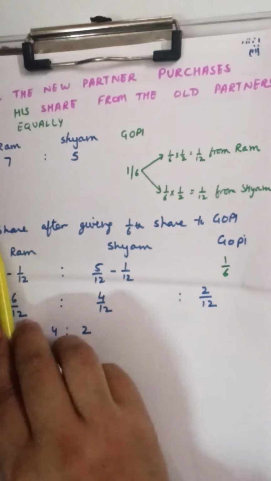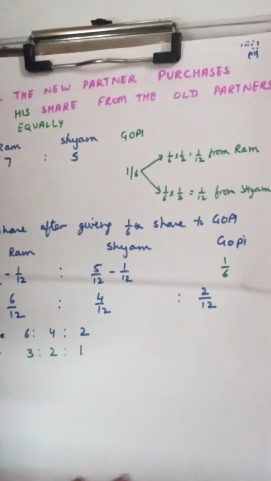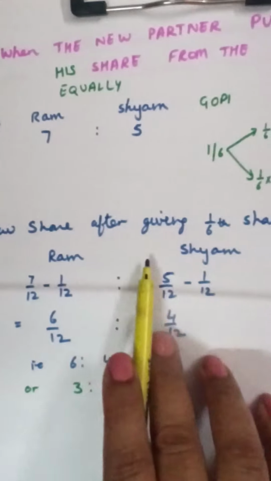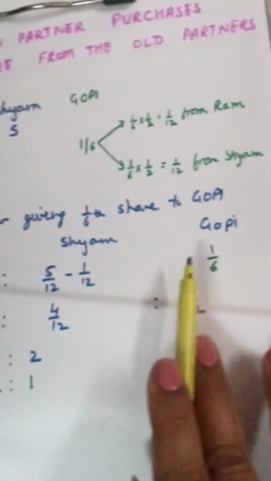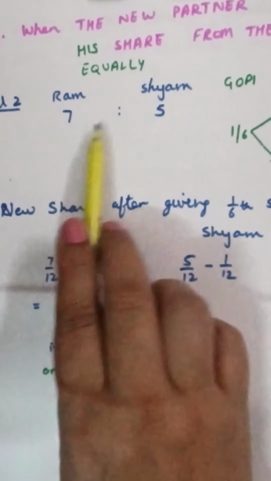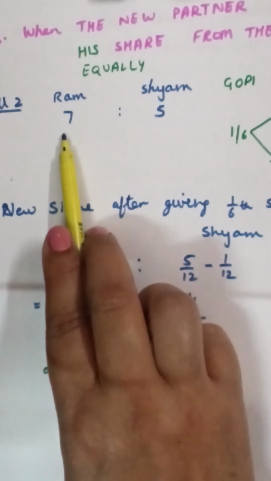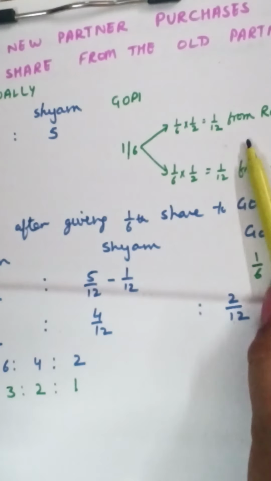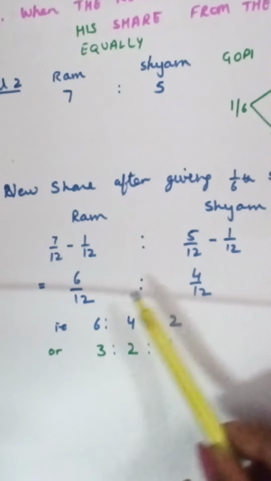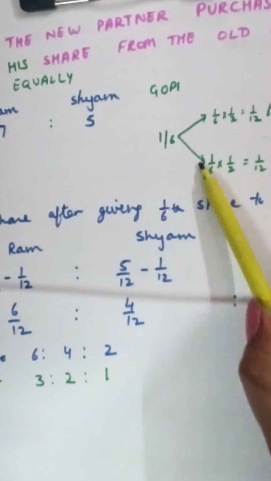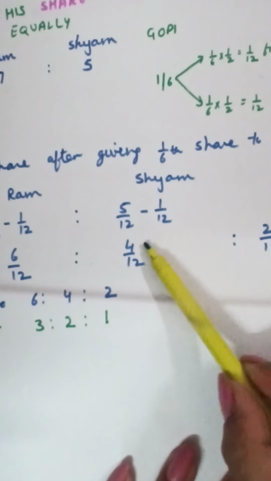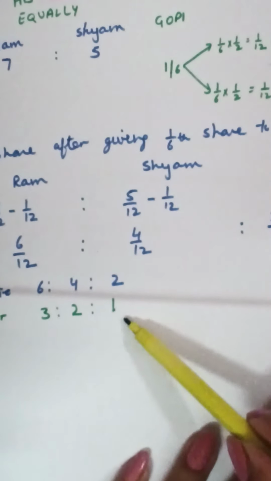So the new share after giving 1/6 share to Gopi becomes: Ram's previous share was 7/12, and Sham's 5/12, as the ratio is 7:5. From Ram's 7/12, 1/12 has been given, so 7/12 minus 1/12 is 6/12 share left. Sham's share was 5/12, and 1/12 is given to Gopi, so 5/12 minus 1/12 is 4/12 left. And Gopi is getting 1/6.